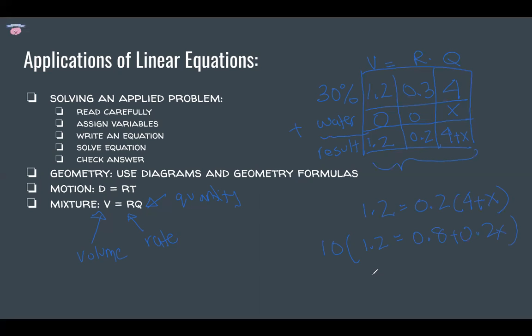And if we multiply 10 to this side, we get 12 is equal to 8 plus 2x. 2x is equal to, subtract 8 from both sides, you get 4. So x is equal to 2. We solved the equation, now we have to check our answer. Are they asking for X? Well, in this case, yes, because they're asking how much water you would need to add. So that's the quantity of water, X. So the correct answer would be 2 liters.